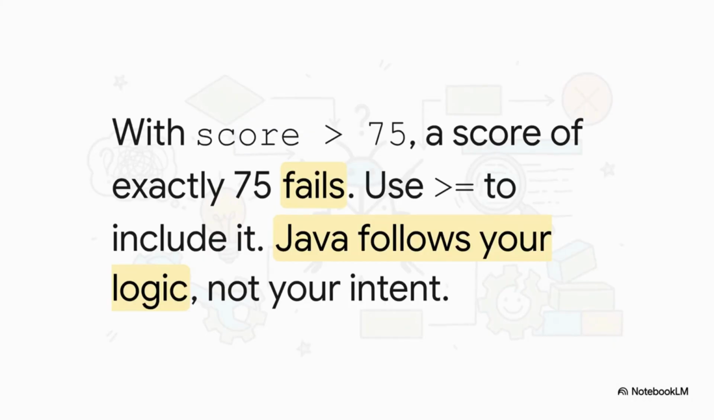And this is a perfect example. Let's say you need a 75 to pass a class. So you write a condition that says score greater than 75. What happens when a student gets exactly a 75?